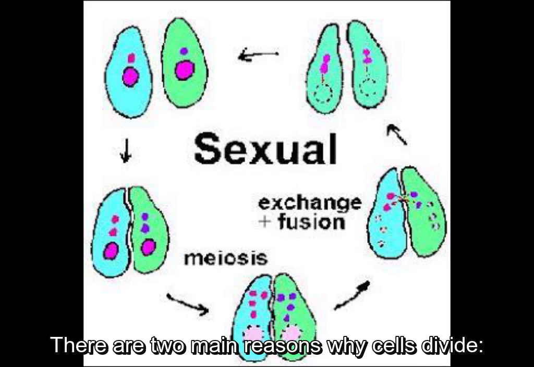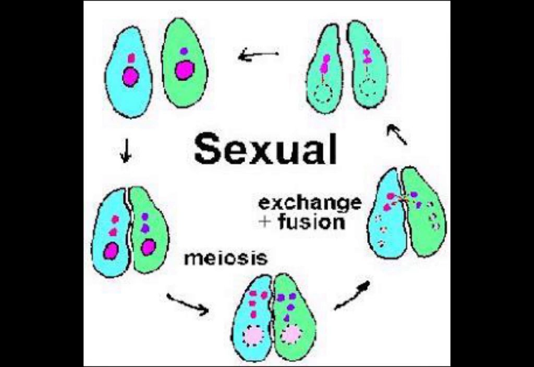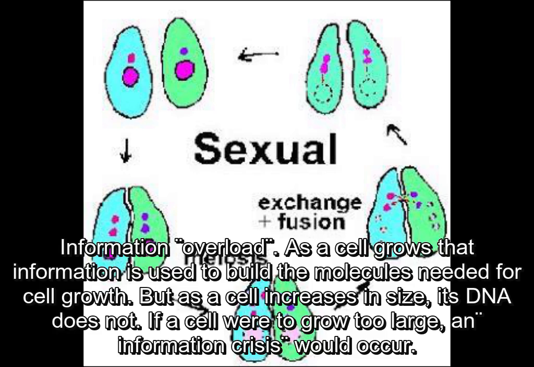There are two main reasons why cells divide. Information overload. As a cell grows, that information is used to build the molecules needed for cell growth. But as a cell increases in size, its DNA does not. If a cell were to grow too large, an information crisis will occur.